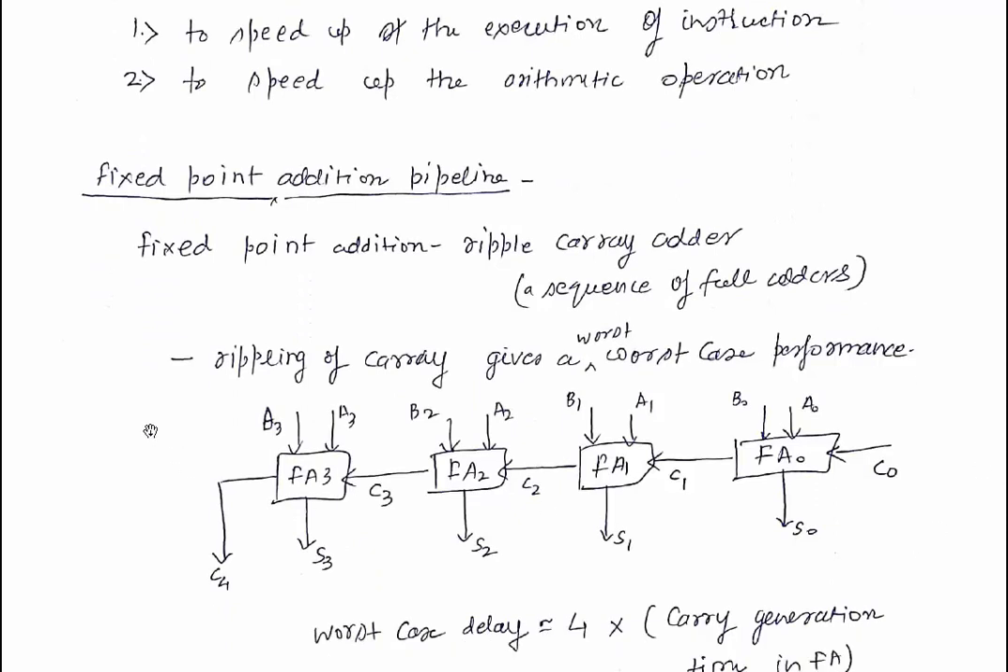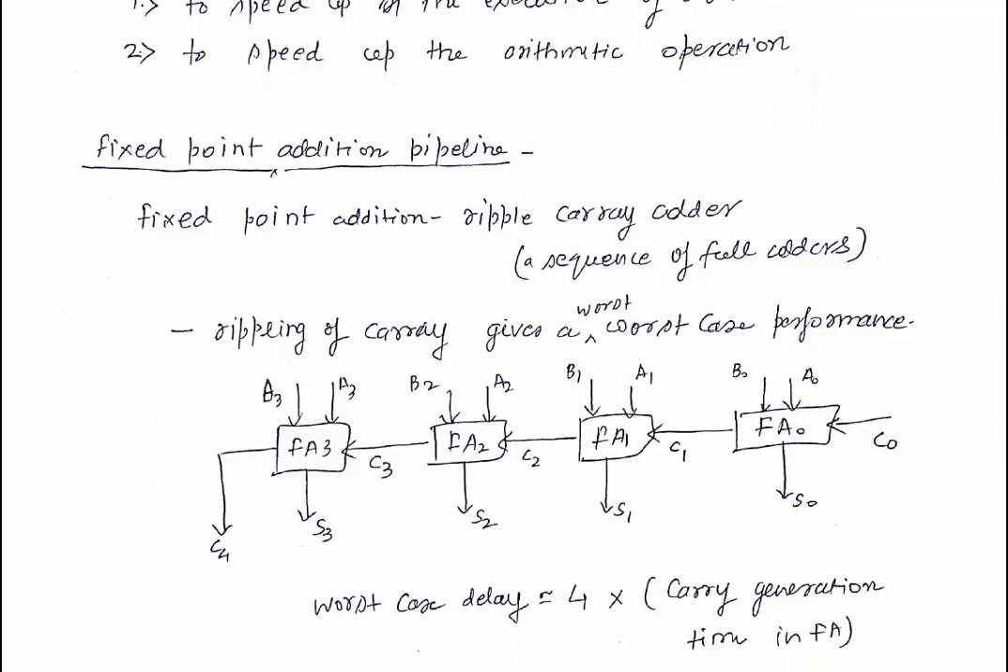This diagram you must have seen in your digital logic course. This is a ripple carry adder. You have studied full adder, half adder, and this is a ripple carry adder. So why is it used? This ripple carry adder is used to evaluate the addition result of more than 2 bits.